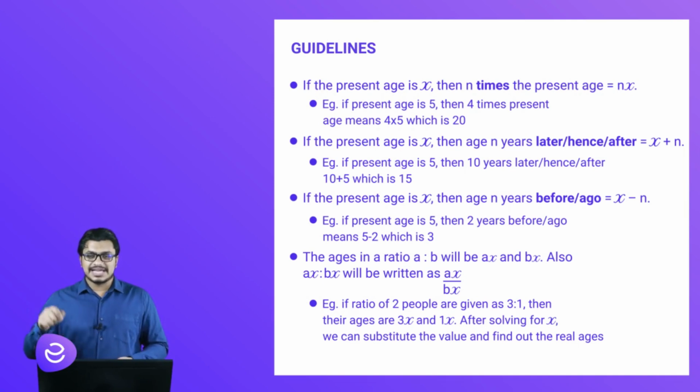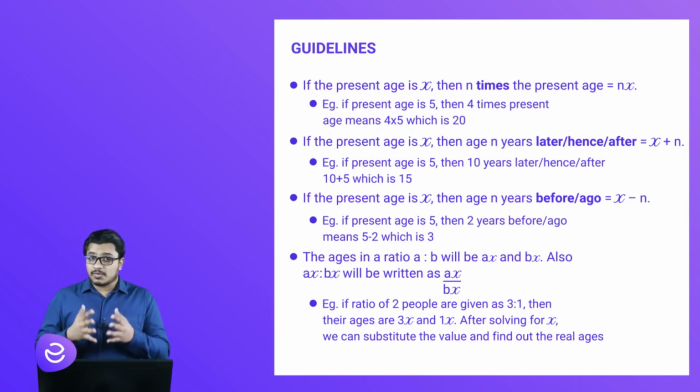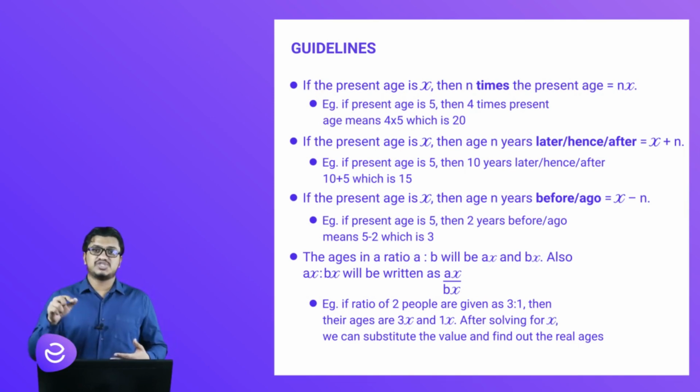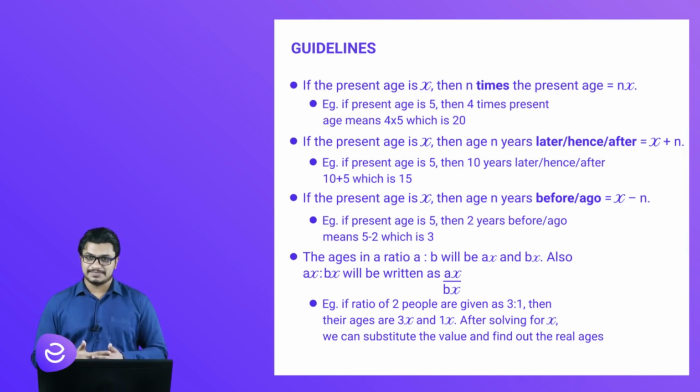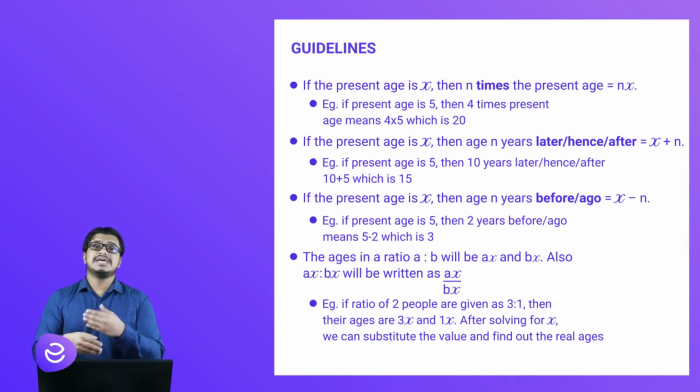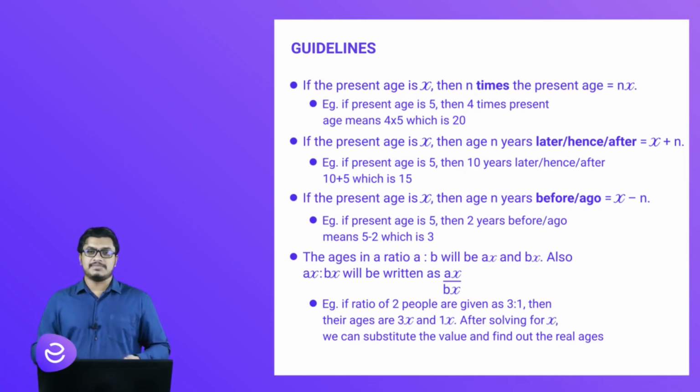Then we'll get x, and this x we substitute in the 3x and the 2x. And also one more thing, the ratio A is to B, or AX is to BX, or 3 is to 1, 3x is to 1x. The symbol for ratio we can change and write as divided by. So instead of AX is to BX, we can write AX divided by BX. Instead of 3 is to 1, we can write 3 by 1. So instead of 3x is to 1x, we can write 3x divided by 1x. It will be easier for calculation.